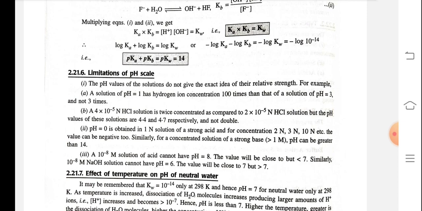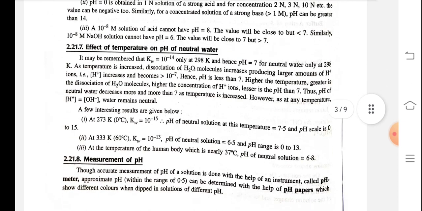Effect of temperature on pH of neutral water. It may be remembered that Kw is equal to 10 raised to power minus 14 only at 298 Kelvin, and hence pH is equal to 7 for neutral water only at 298 Kelvin temperature. As temperature is increased, H2O molecules dissociate more, producing a large amount of H positive ion concentration. H positive ion concentration increases and becomes greater than 10 raised to power minus 7. Hence, pH is less than 7.